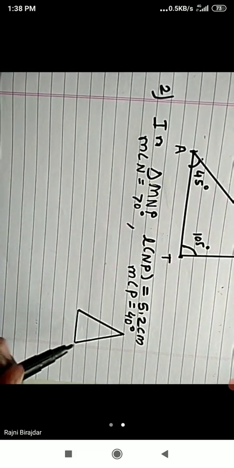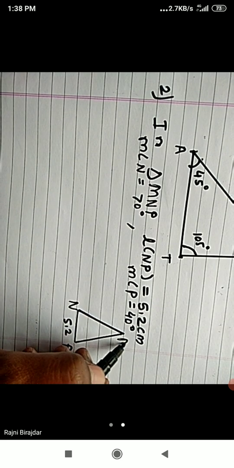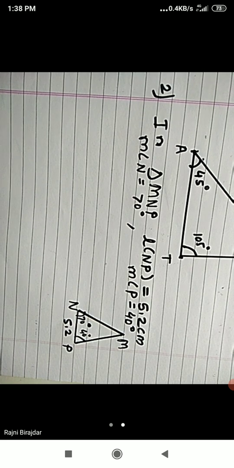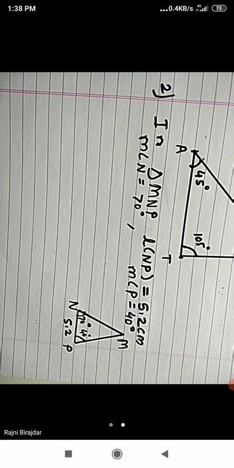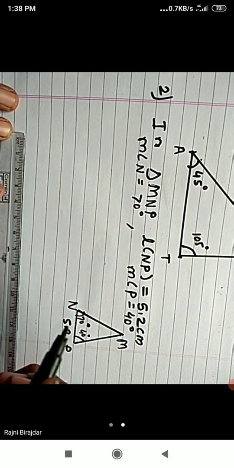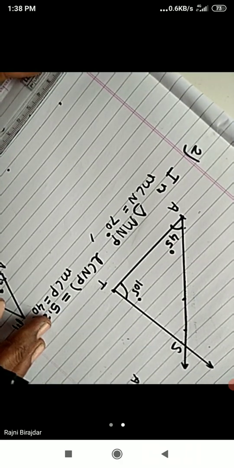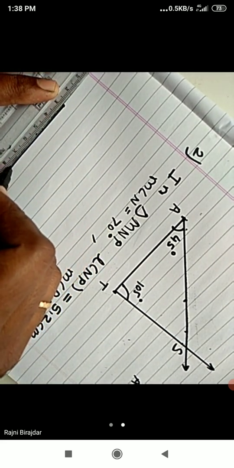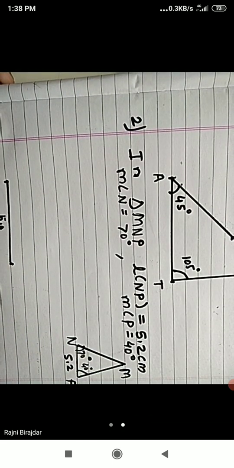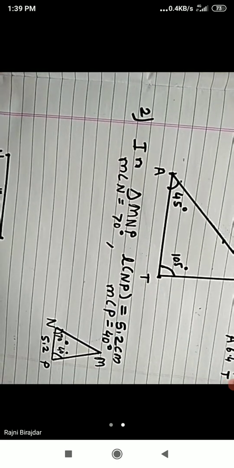Yes, so the base NP is 5.2 centimeters, and here is M. So N angle is 70 degrees and P angle is 40 degrees. So step by step, first you have to draw the base down. It is 5.2. After 5, two lines, 1 and 2. So draw that line segment. So this is 5.2 centimeters, NP.